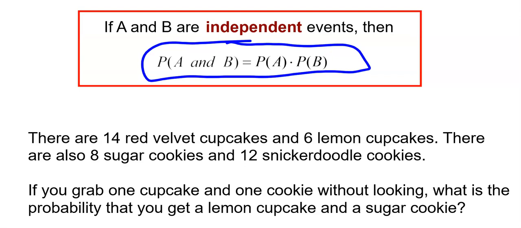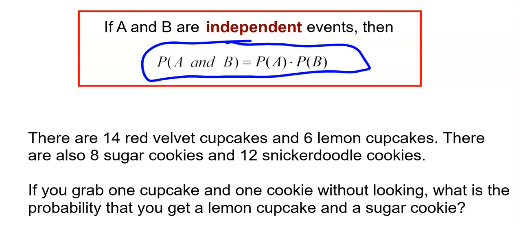There are 14 red velvet cupcakes and 6 lemon cupcakes. There are also 8 sugar cookies and 12 snickerdoodles. Getting hungry. If you grab one cupcake and one cookie without looking, what is the probability you get a lemon cupcake and a sugar cookie? Before we answer this, are these independent events? Picking a cupcake should have no effect on picking the cookie, and so I think these are independent.